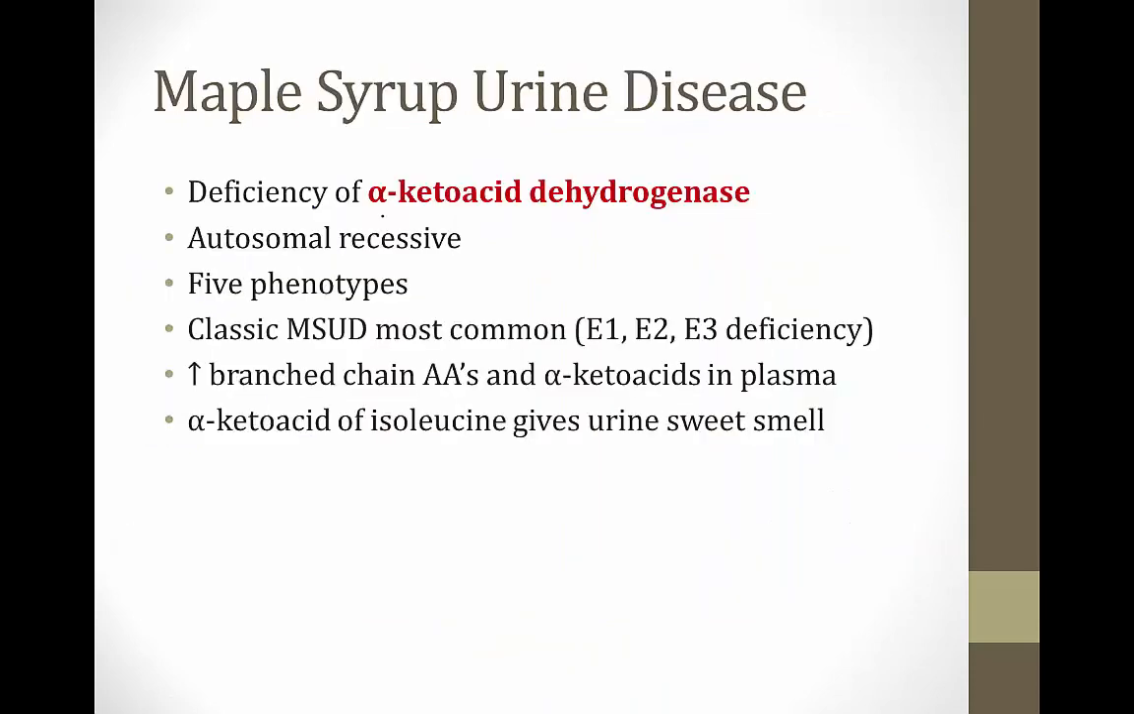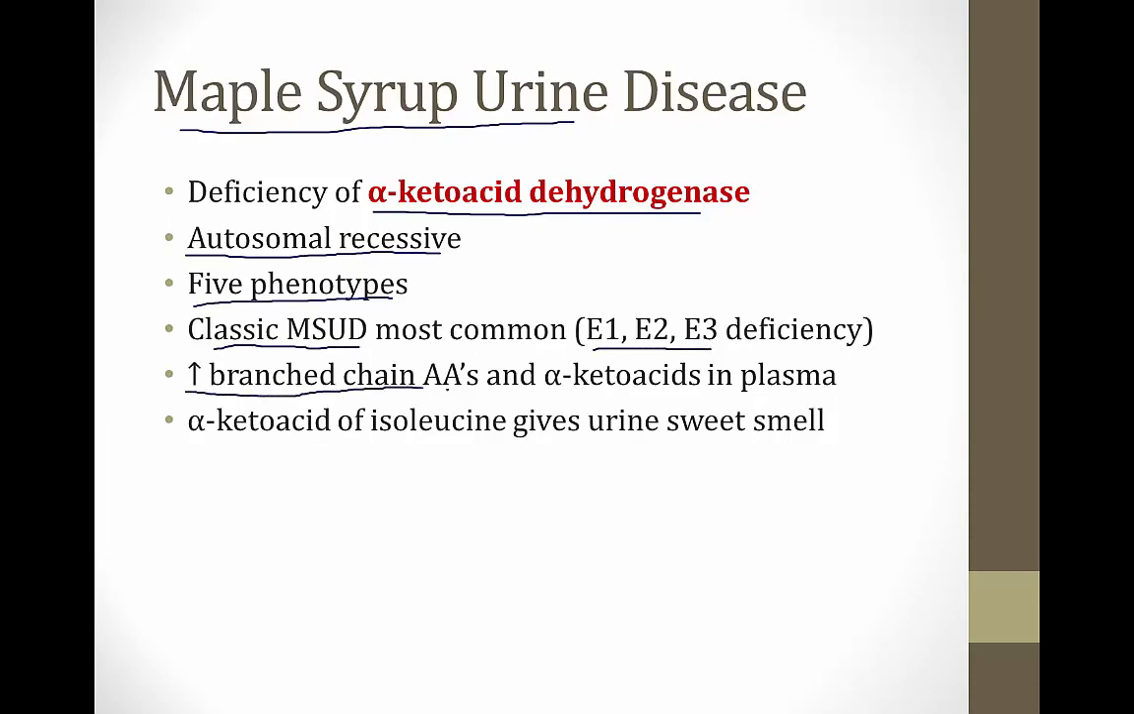Children born with a deficiency of alpha-ketoacid dehydrogenase have a condition known as maple syrup urine disease. This is an autosomal recessive condition. There are 5 clinical phenotypes in terms of how severe the disease is, but the classic maple syrup urine disease phenotype is most common. This is due to a deficiency of one of the major subunits E1, E2, or E3 of the alpha-ketoacid dehydrogenase complex. Children with this disorder will have high levels of branched chain amino acids in their plasma and also high levels of alpha-keto acids.